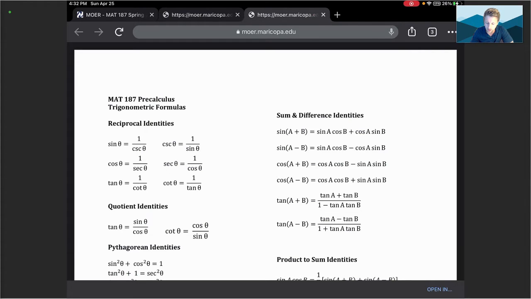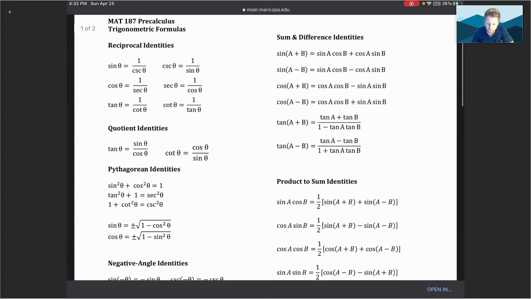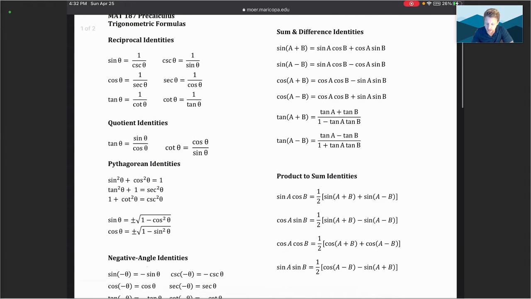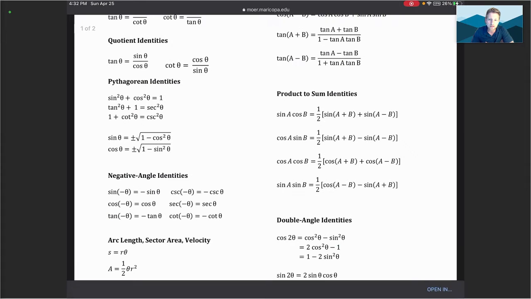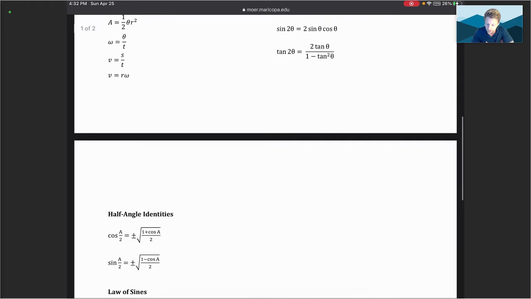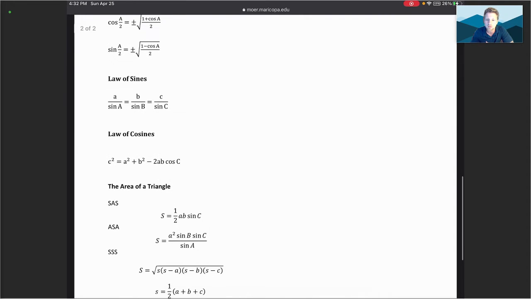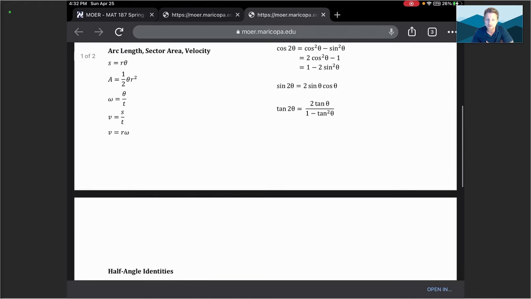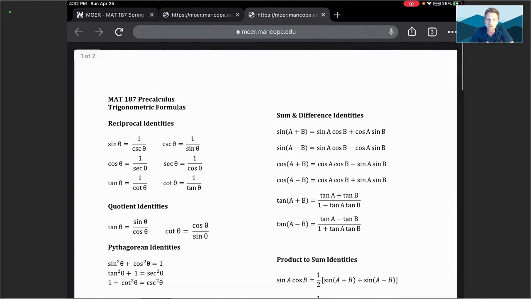So you're going to have your reciprocal identities, your sum and difference identities, quotient, Pythagorean theorem, product to sum, negative angles or the even odd functions, along with a bunch of other identities that we're going to be using in the next couple sections. So just know that you have these formulas available to you, and you don't have to memorize these, but you do have to understand how to use them and when to use them.